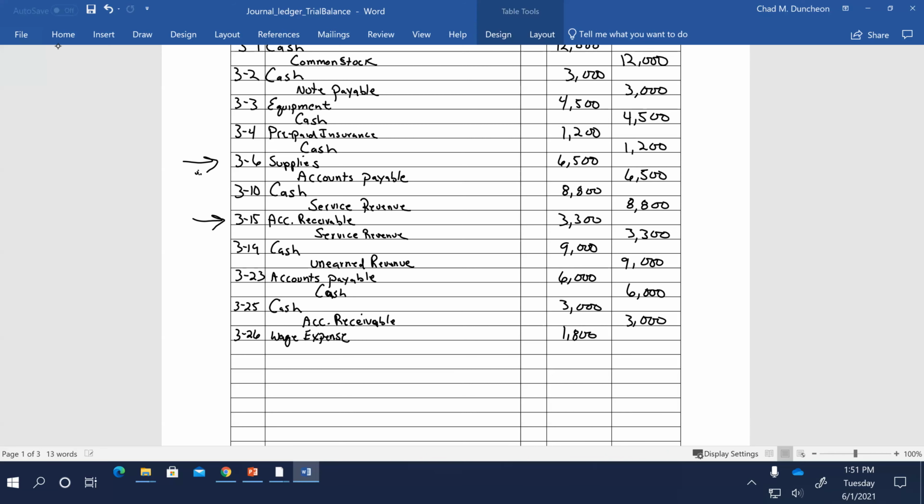We paid it in cash, so cash, an asset, is decreasing. So with a normal debit balance on an asset, to make it go down, we need to make a credit entry, $1,800.